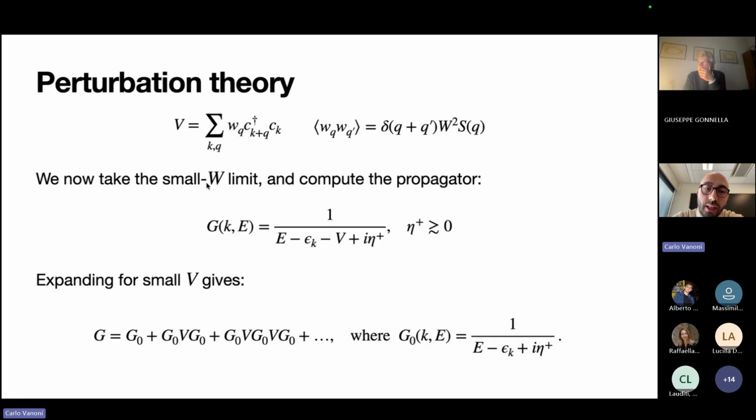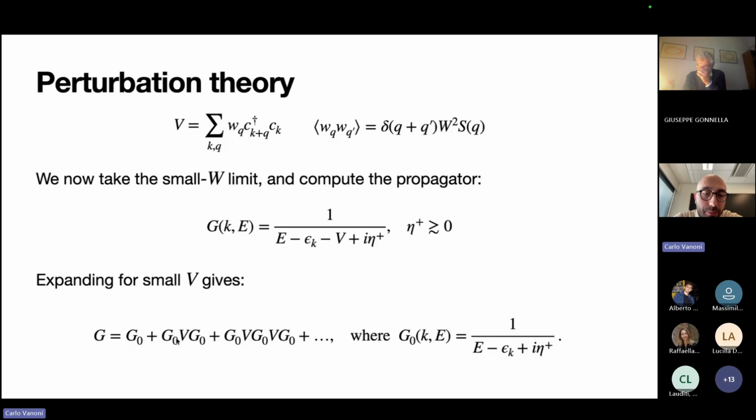And the advantage of taking small w is that you can do a perturbation theory, which is well under control. And so the propagator that you would like to compute is this quantity here. For small v, you can do the usual Dyson expansion. I mean, for people that are familiar with quantum many-body systems, this is really the basics of it.